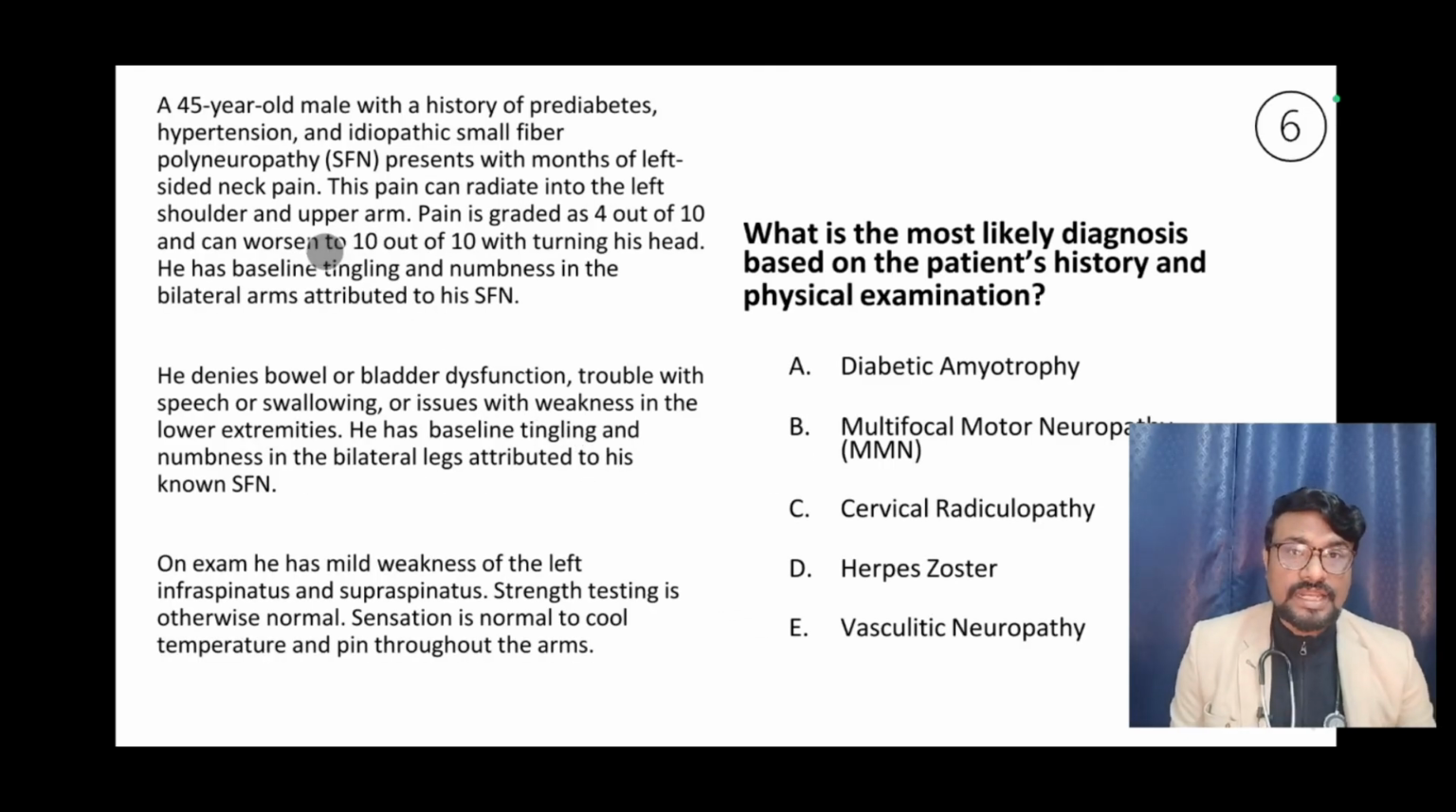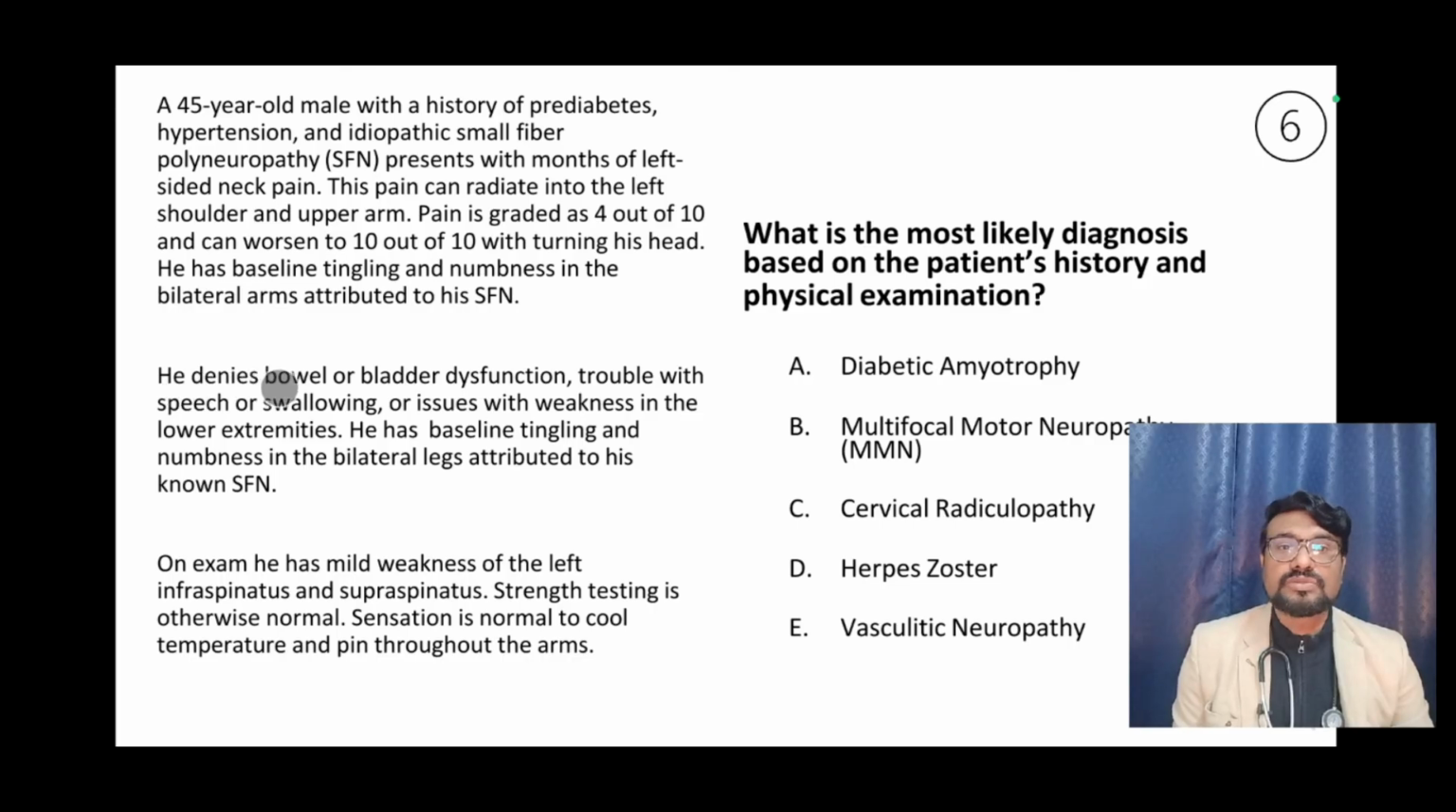Let us discuss another clinical case to understand the radiculopathies. A 45-year-old male with a history of pre-diabetes, hypertension and idiopathic small fiber polyneuropathy presented with months of left-sided neck pain. This pain was radiating to the left shoulder and upper arm. Pain is graded 4 out of 10 and can worsen to 10 out of 10 with turning his head. He has baseline tingling and numbness in his bilateral arms that is attributable to small fiber neuropathy.